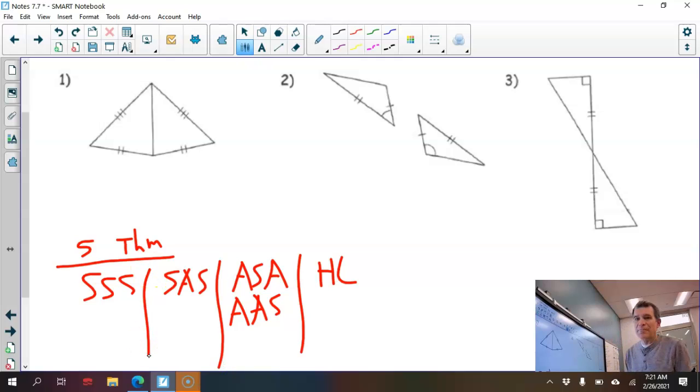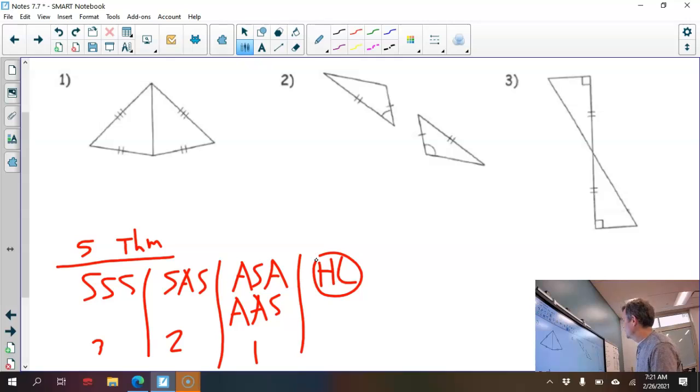Now I write them like this on purpose because it's kind of how I remember them. You got 3 sides, you got 2 sides, and you got 1 side. 3 sides has to be side, side, side. 2 sides only works when the A is in the middle, because if you put the A on the front, not so good. And then, of course, with 1 side, it works whether that side's in the middle or not. So there's those 4, and then you got the special one, hypotenuse leg.